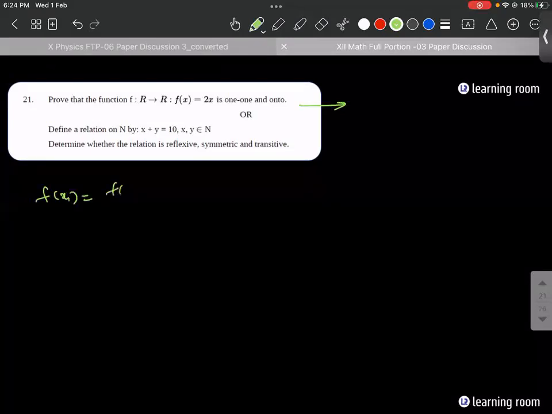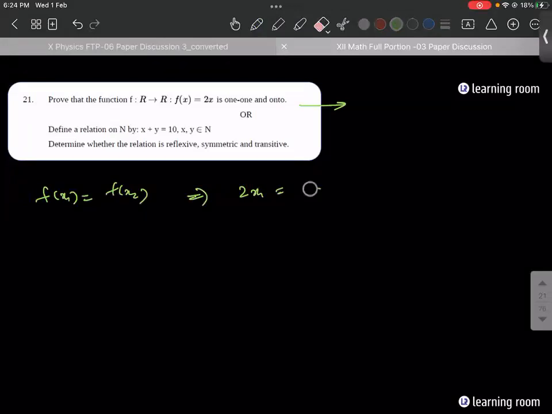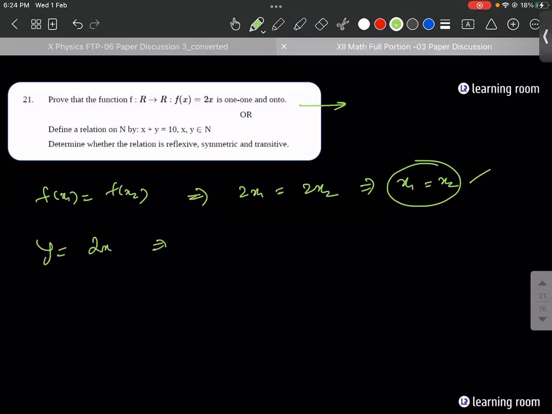So f of x1 is equal to f of x2, which implies 2x1 is equal to 2x2, which implies x1 is equal to x2. So hence it's a one-to-one function. What about onto function? If I put y is equal to 2x, implies x is equal to y by 2. So f is a function mapped from R to R. For every real number that is there in the set y, you can find a real number in the domain set. Right. So that is the first one.